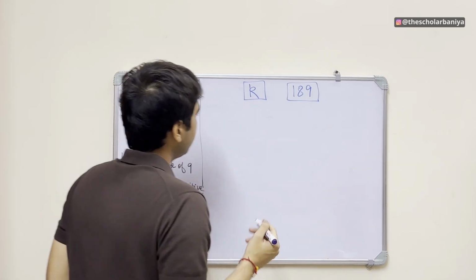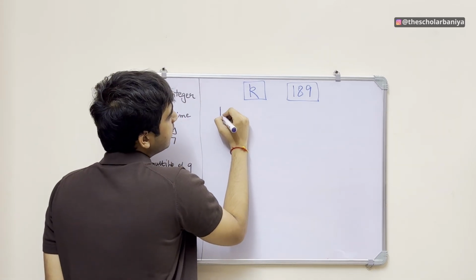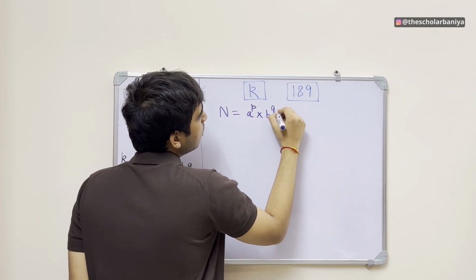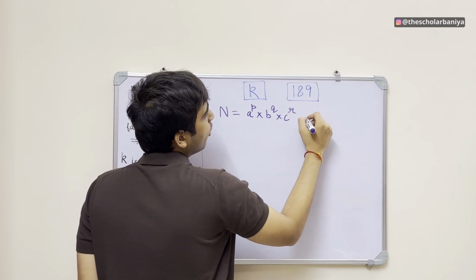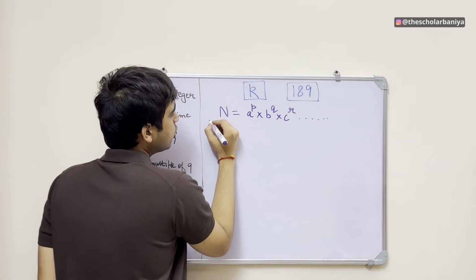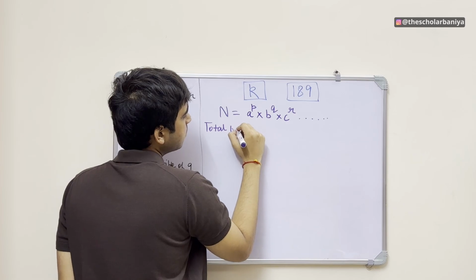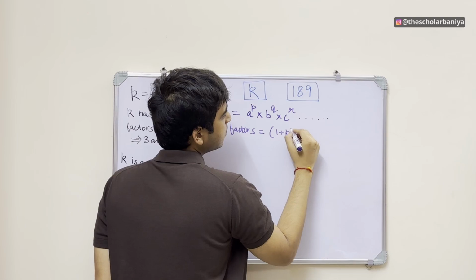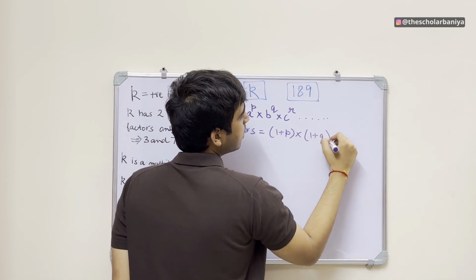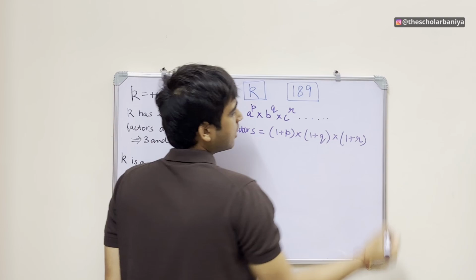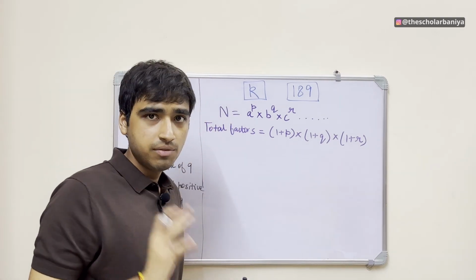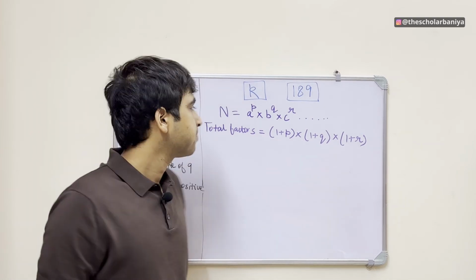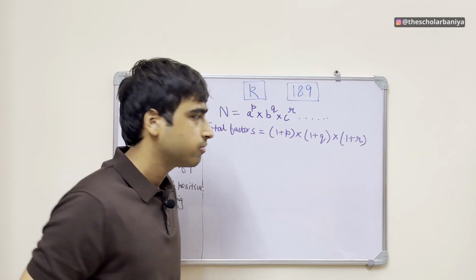So tell me one thing, if there is a number n, and if we write it in the form of a to the power p into b to the power q into c to the power r and so on, right? So the total factors will be equal to (1 plus p) into (1 plus q) into (1 plus r). I hope this should be clear. I've told you about this in the previous video. So total factors will be this, where a, b, c are prime numbers.